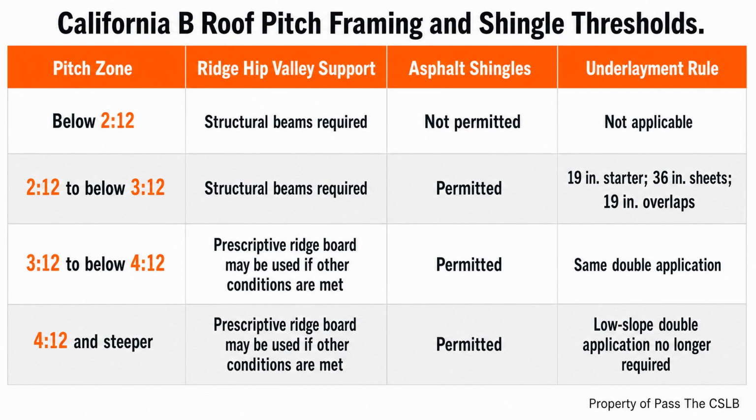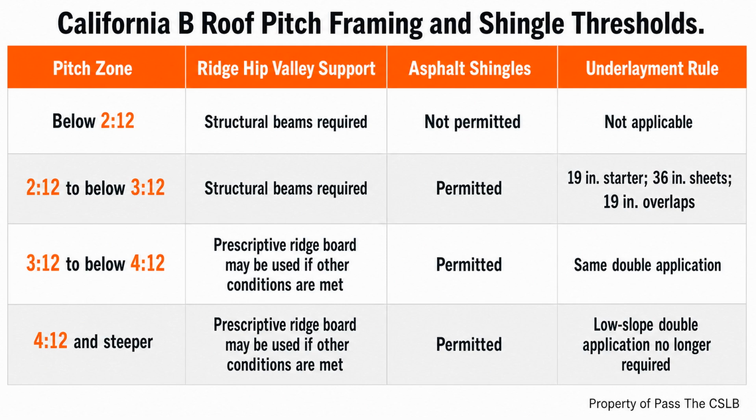Before lumber is cut, I want the slope written in plain language. Suppose the plans call for 2 1/2 and 12. I immediately hear 3 separate decisions. The roof is below the 3 and 12 structural threshold. Asphalt shingles are still above their absolute 2 and 12 minimum. The slope also falls inside the 2 and 12 to below 4 and 12 range that requires the specified double underlayment application. The pitch decision chart puts those zones side by side.